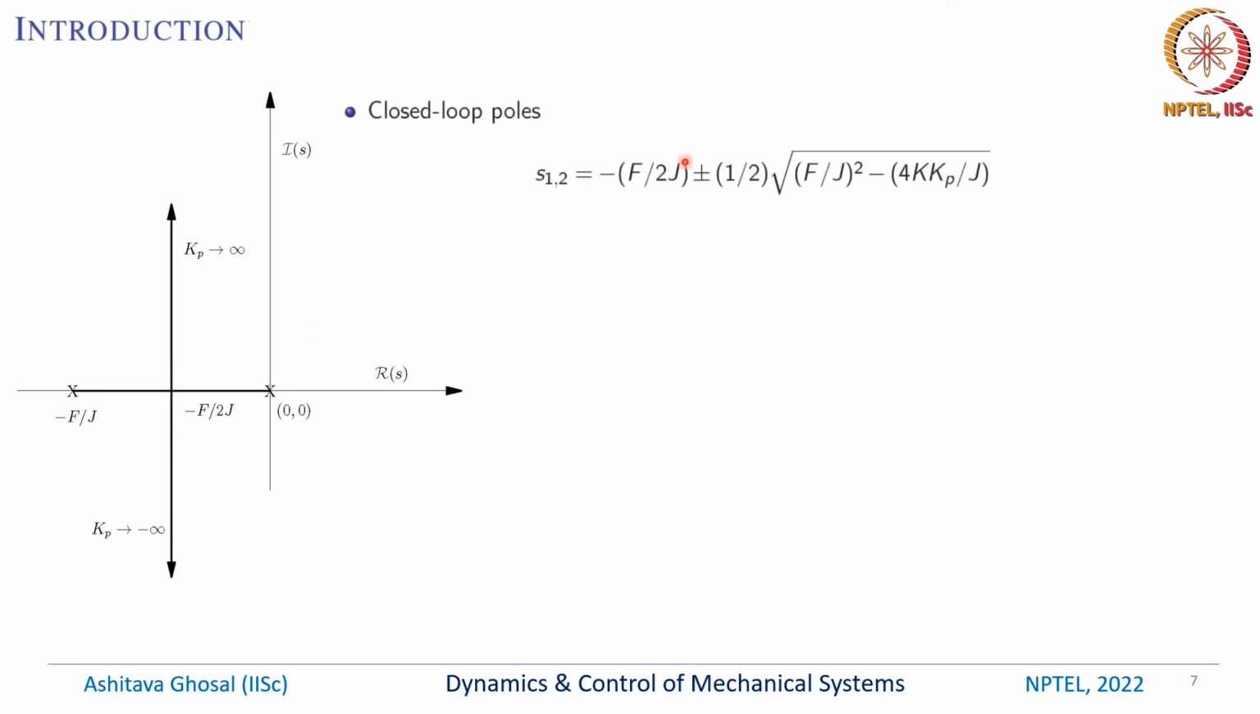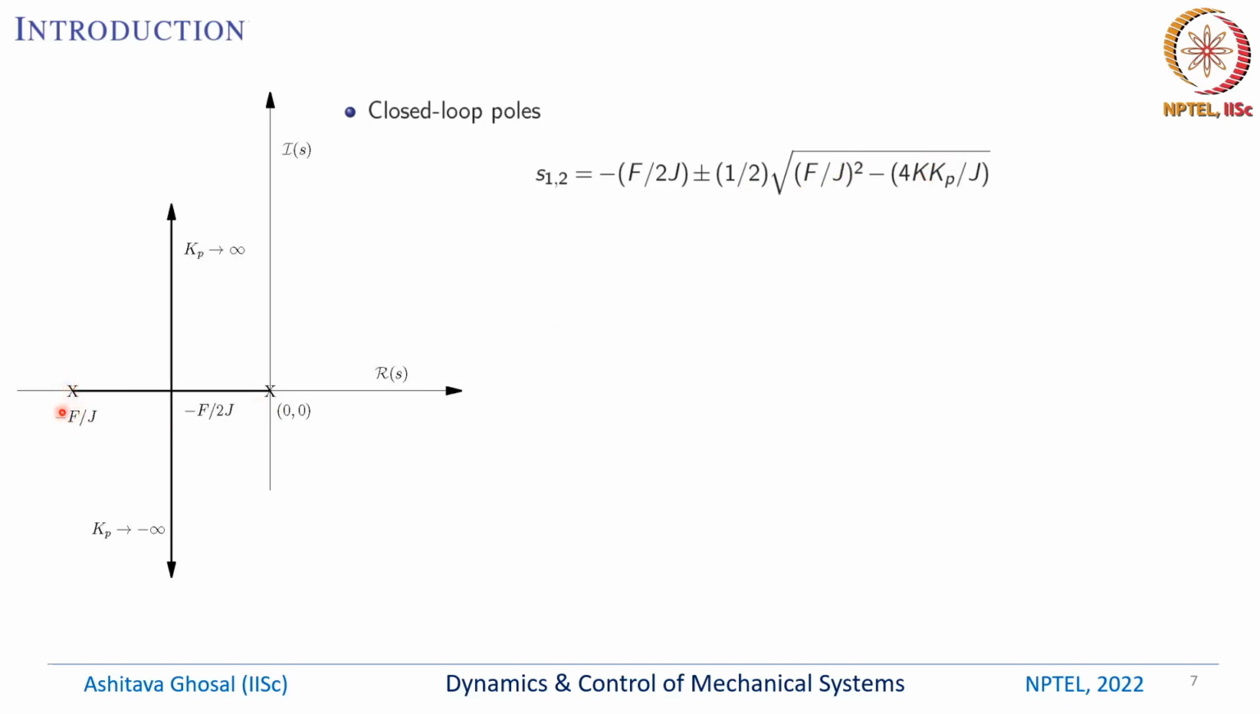Okay, so the expression for the closed loop poles is minus f by 2j plus or minus half into the term under the square root, which is (f by j) whole square minus 4 k Kp by j. So I can increase Kp. When I increase Kp, after a while the term under the square root will become 0, and then this term will become larger than this term, and we will have imaginary roots. So this is what is shown here.